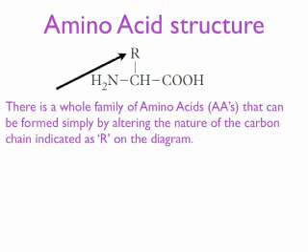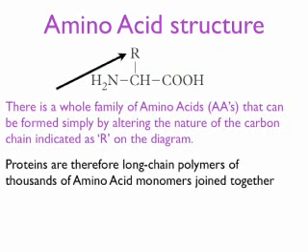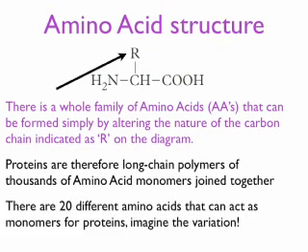Now there's a whole family of amino acids, abbreviated AAs, that can be formed simply by altering the nature of the carbon chain, indicated as R on the diagram. Proteins are therefore long-chain polymers of thousands of amino acid monomers joining together. So the amino acid you can see there has the capability now of polymerizing, but it doesn't polymerize at the R group. We're going to see that the carboxylic acid and the amine group are the sites of polymerization.